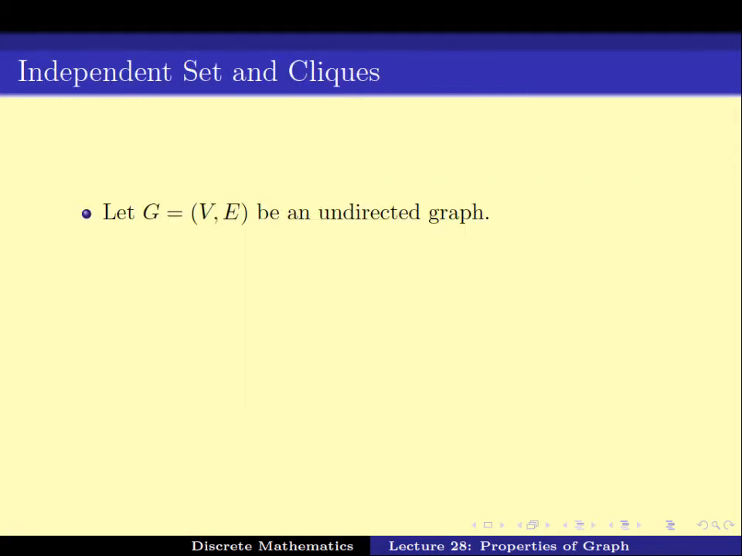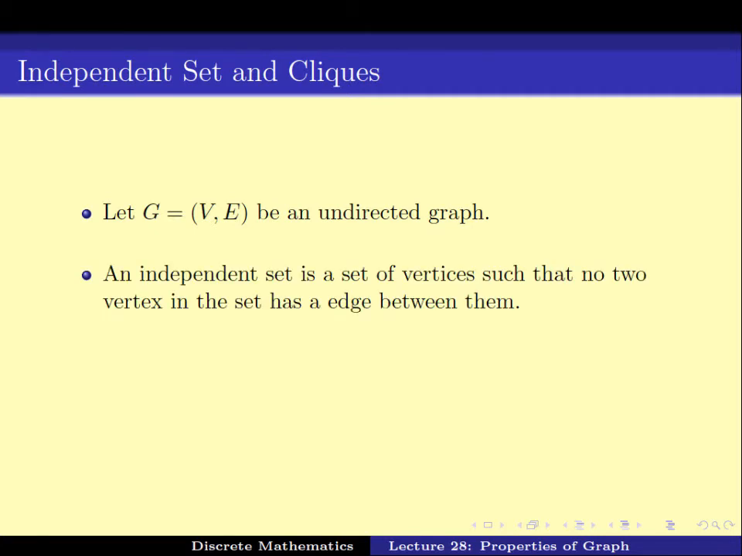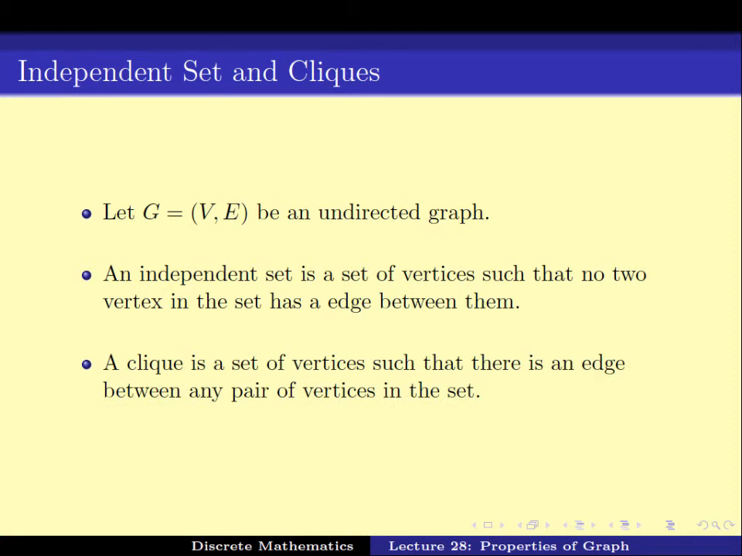Now, other than trees and paths, we also looked at things like independent set and clique. These are two very important concepts again. An independent set is a set of vertices such that no two vertices in this set have an edge between them. And a clique is a set of vertices such that there is an edge between any pair of vertices in this set.